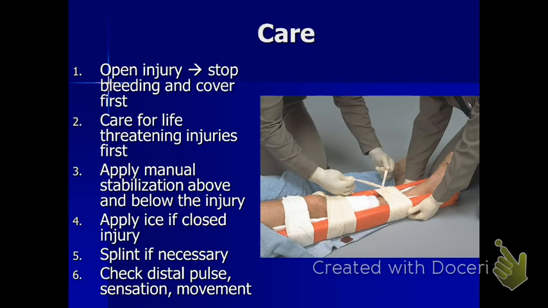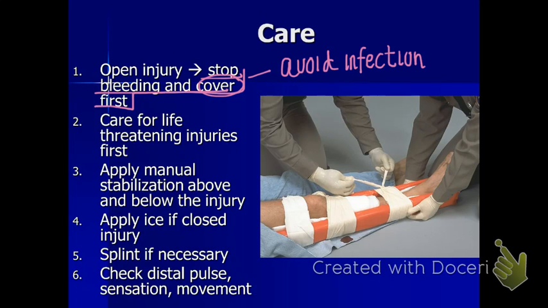The first thing that we want to do is, if we encounter an injury that is bleeding out, we want to stop the bleeding. We can do that by applying pressure over the wound as long as it's not painful to do so. We can also do this by applying pressure to the proximal artery that would be supplying that limb. And then if it's an open wound, we want to cover that wound. The reason we want to cover it is to avoid infection.